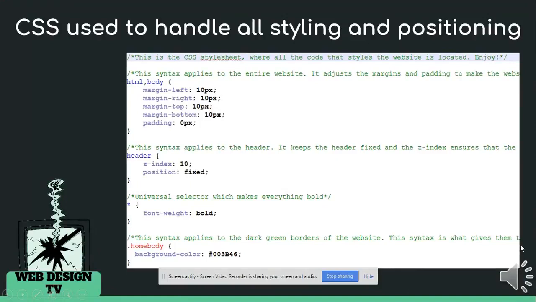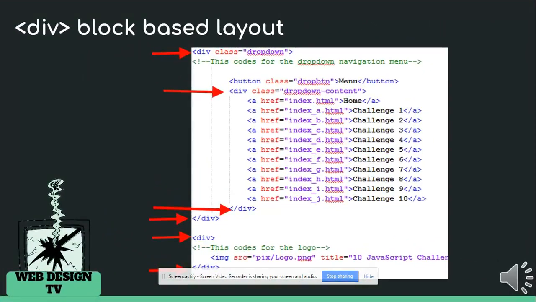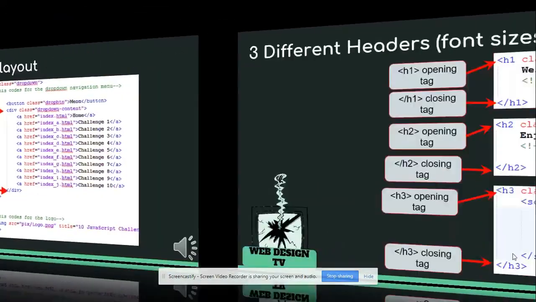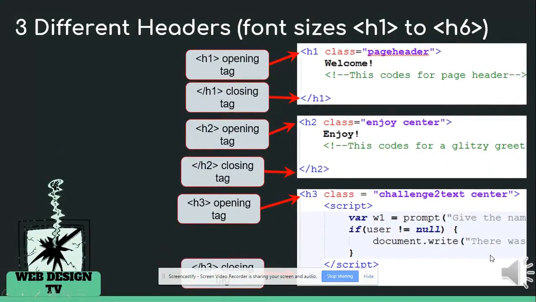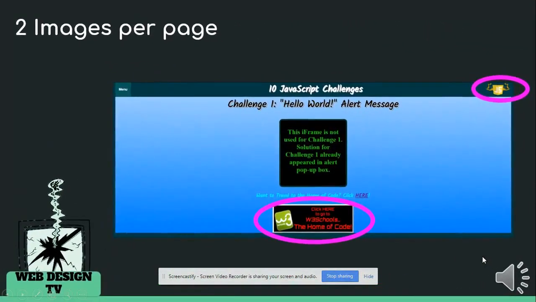I controlled all my positioning and styling with CSS code written in an external style sheet. As shown here, I have used red arrows to demonstrate how I used a div block layout. I have used 3 different header sizes, h1, h2, and h3, for making page titles and subheaders. I have used 2 images per page.